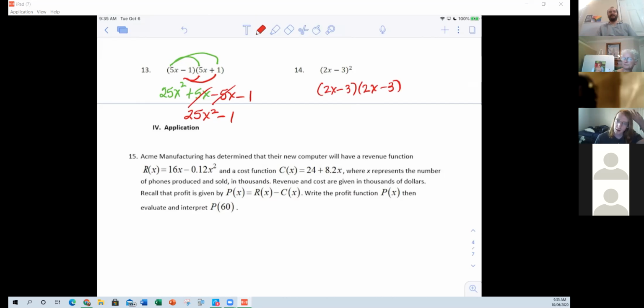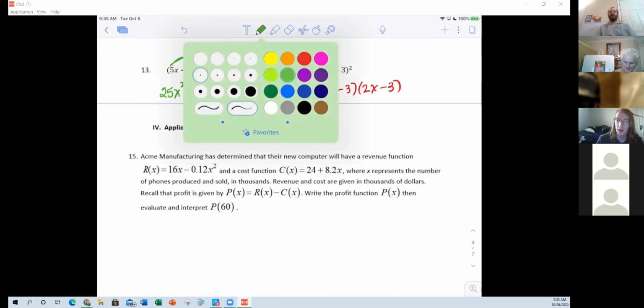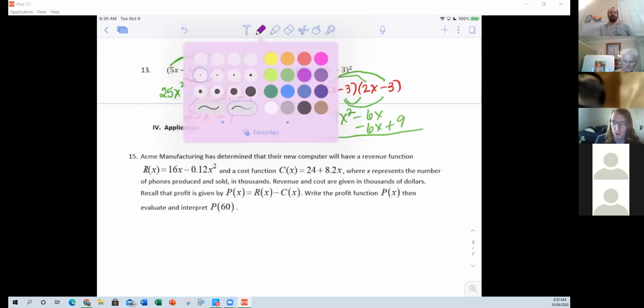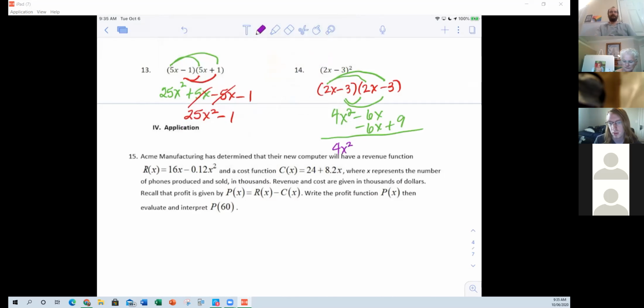So keep going. All right, and then we'll just start distributing the 2x to the 2x, which will become 4x squared. And then the 2x to the -3 is minus 6x. And the -3 to the 2x is again -6x. And then the -3 to the -3 is +9. Which gives us 4x squared minus 12x plus 9.